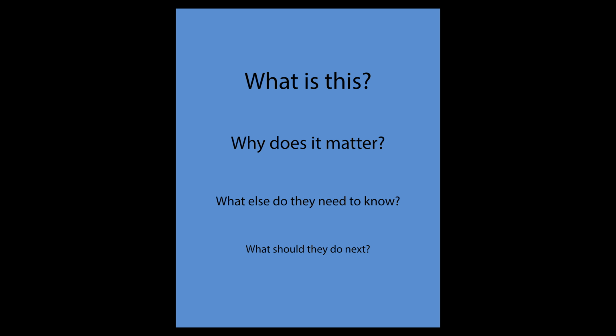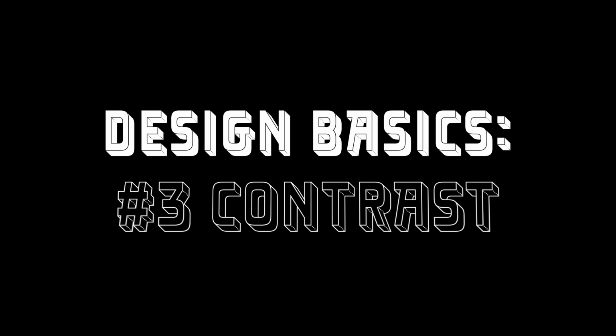A useful structure is headline. What is this? Key point. Why does it matter? Supporting detail. What else do they need to know? Call to action. What should they do next? For digital imagery, hierarchy is especially important because people often see visuals on small screens. If someone has to pinch, zoom, or stare at your design to understand it, the hierarchy probably needs work.